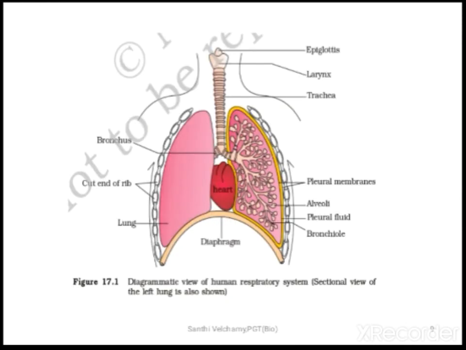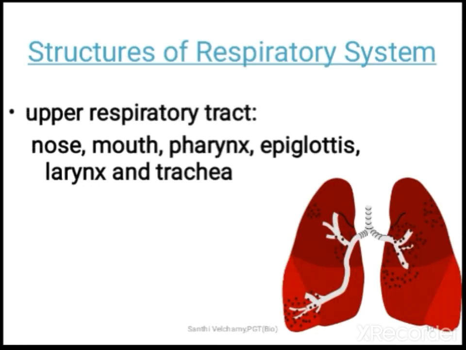This is the human respiratory system: epiglottis, larynx, trachea, and pleural membrane. The pleural membrane is the membrane-like covering of the lungs. Then you can see the alveoli, the bronchioles and so on. We see the structures of the respiratory system.